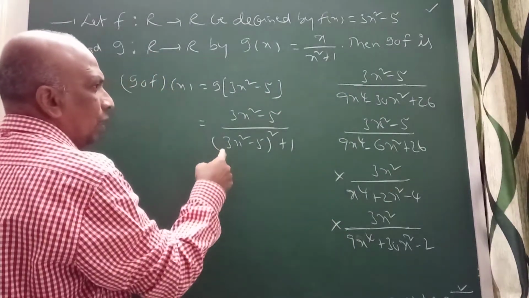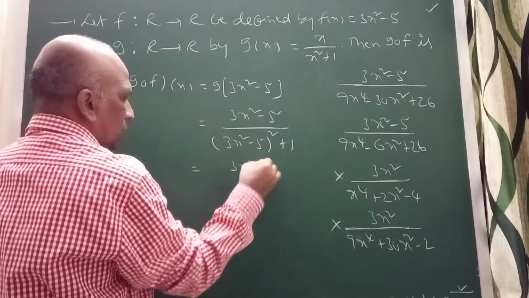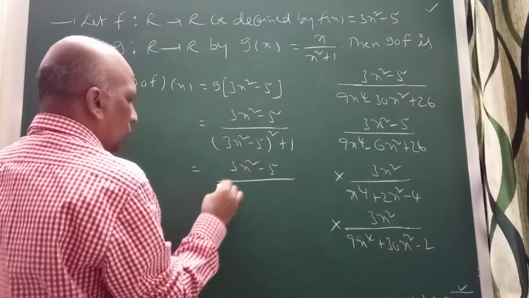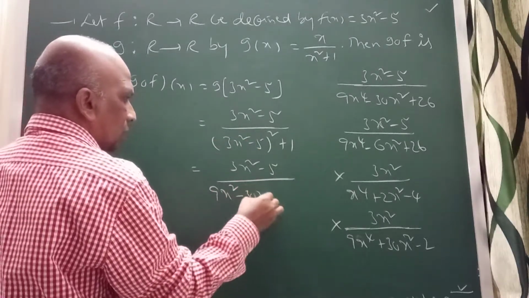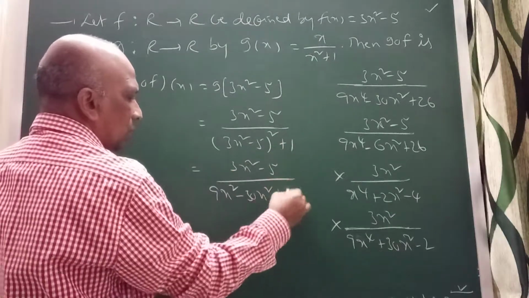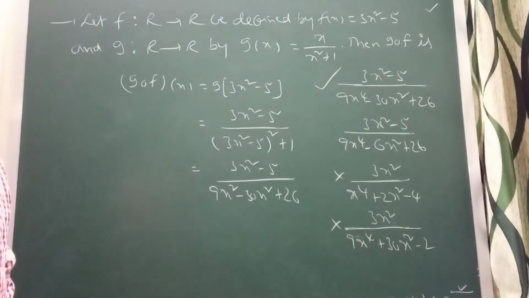Now you can expand the denominator. Expanding 3x square minus 5 whole square, you will get 9x power 4, minus 30x square, plus 25, plus 1, which is 26. So the answer is the first option. This is a simple problem, right?